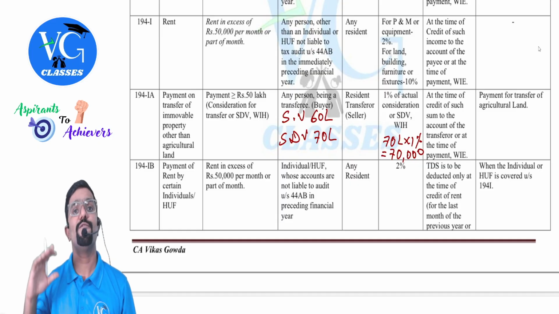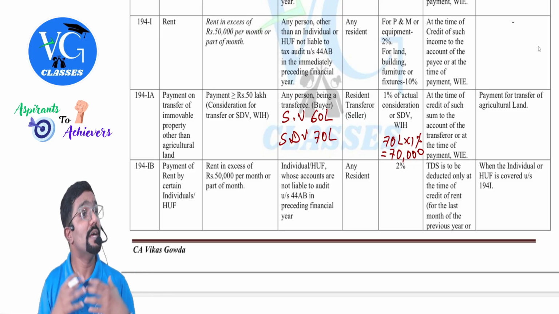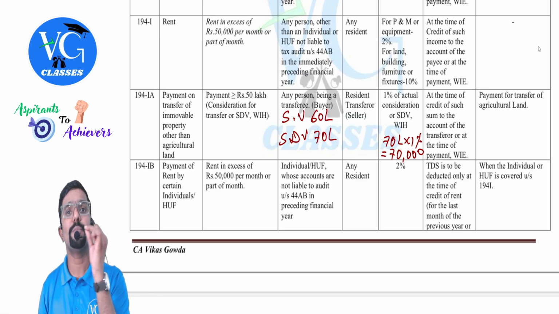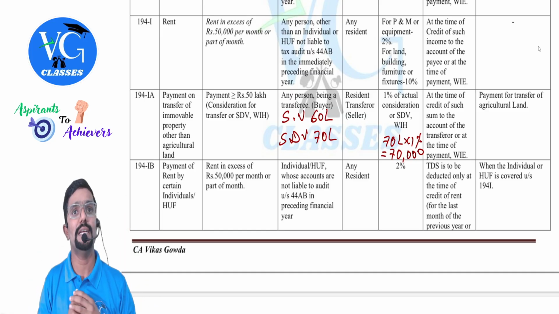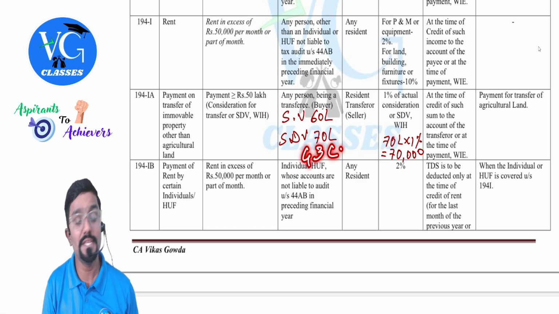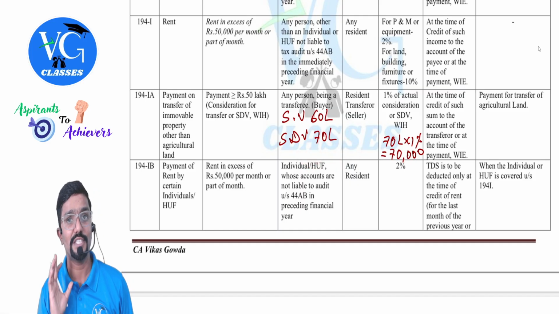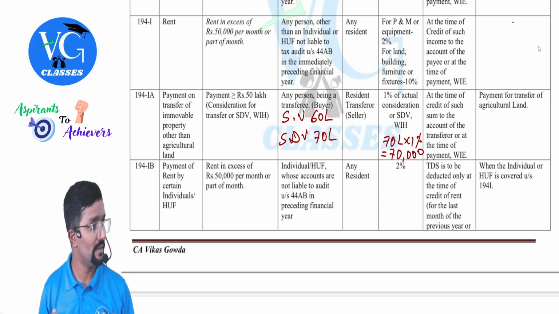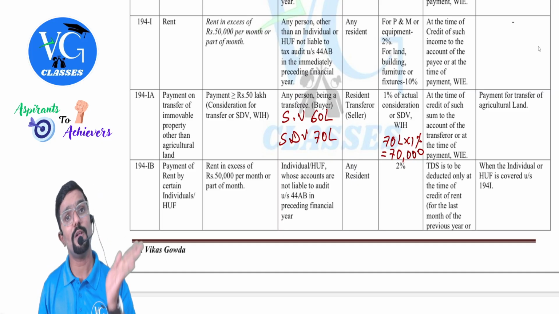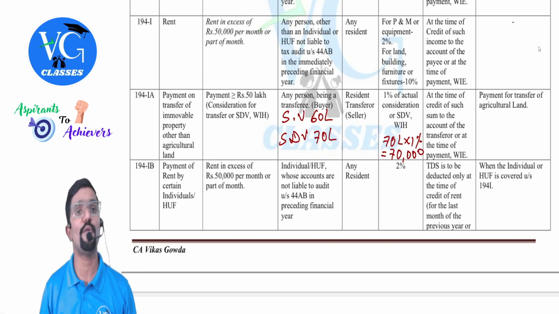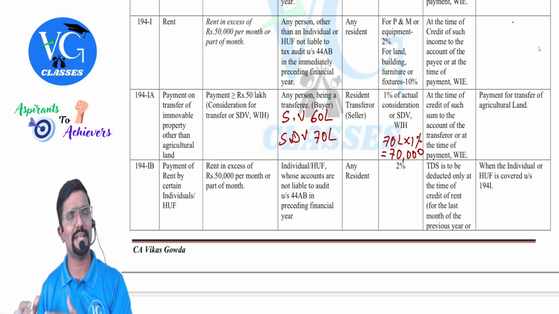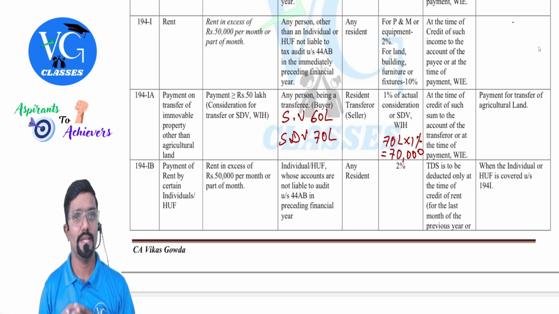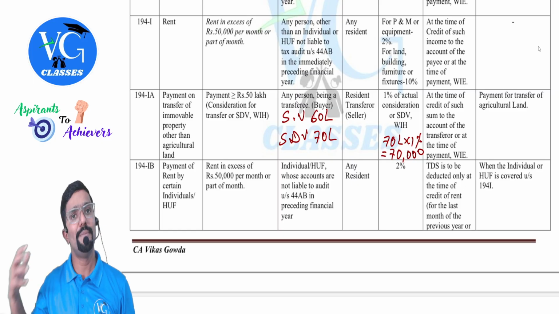Correct? Or else, what if for the seller, if this land or building is a stock, then to compute business income, what would be the full value of sale consideration? 70 lakh, as per section 43CA. What we are learning now is TDS from buyer point of view, but I am also explaining the provision from seller point of view. Should seller compute the capital gains or business income? If it is a capital asset, he will compute capital gains. If it is a stock for him, he will compute business income.